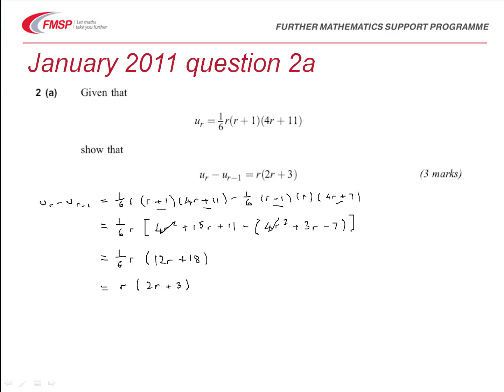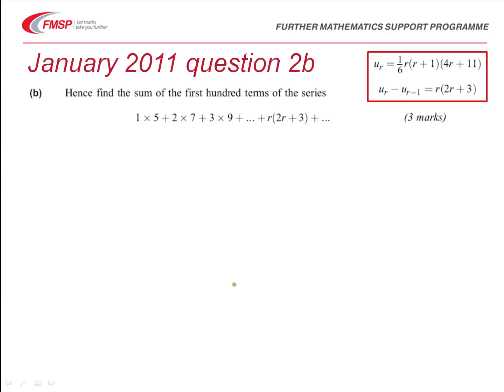There you would get 1 mark for indicating the correct method at the beginning here, and then a mark for having an unsimplified answer like the one we've got here for UR minus 1, and then a correct answer mark at the end, which will give us our 3rd mark.